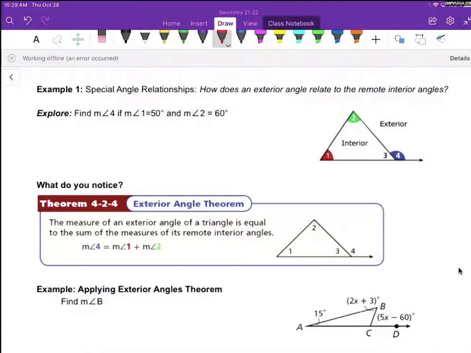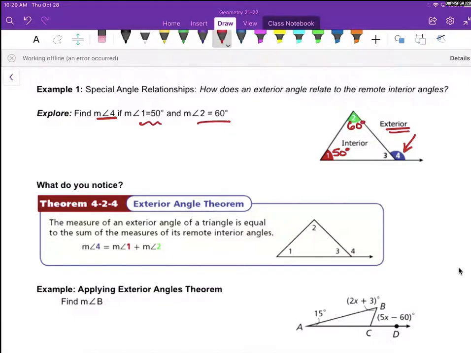So first of all, the problem we're going to explore says, find the measure of angle 4. So that's this angle out here. This is called an exterior angle. If measure of angle 1 equals 50 degrees and measure of angle 2 equals 60 degrees.